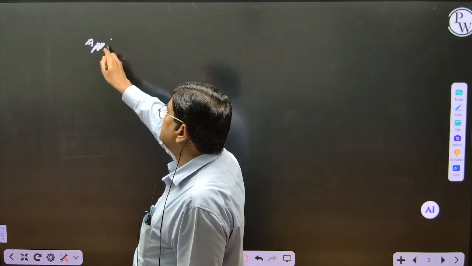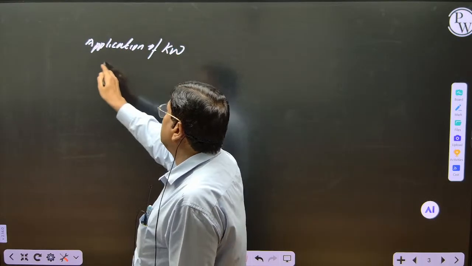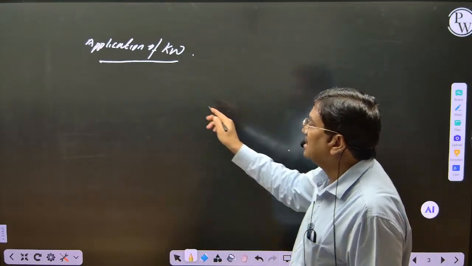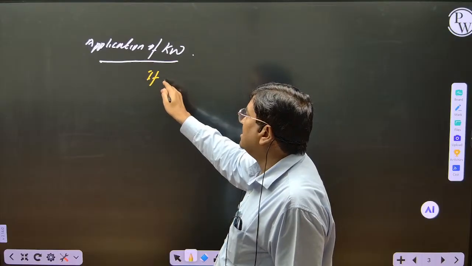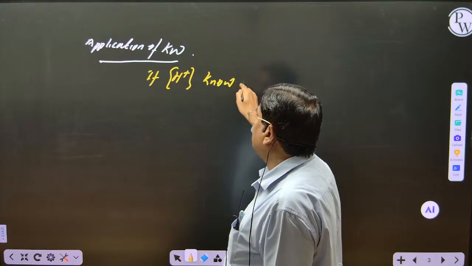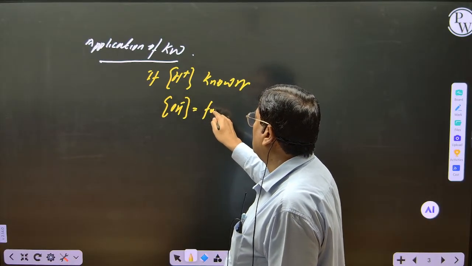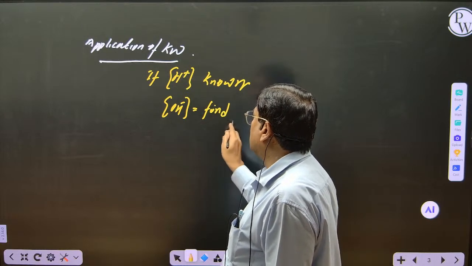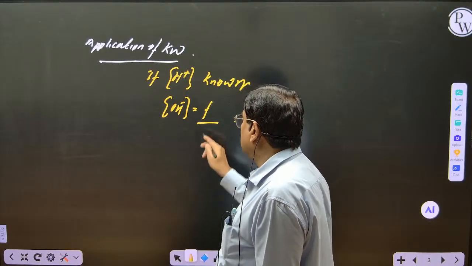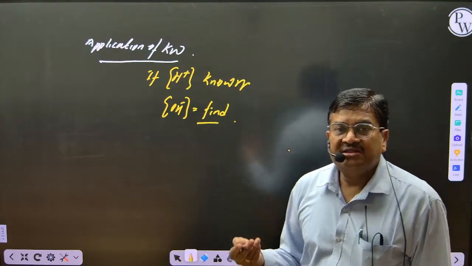Now, what are the applications of KW? Did we discuss this yesterday? In the applications of KW, if I know any one concentration, suppose H plus ion concentration is known, then we can find out the OH minus ion concentration. That means if you know any one concentration, either H plus ion or OH minus ion, you can find out the other one.